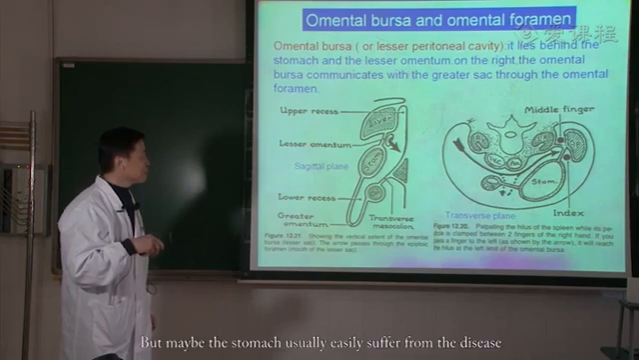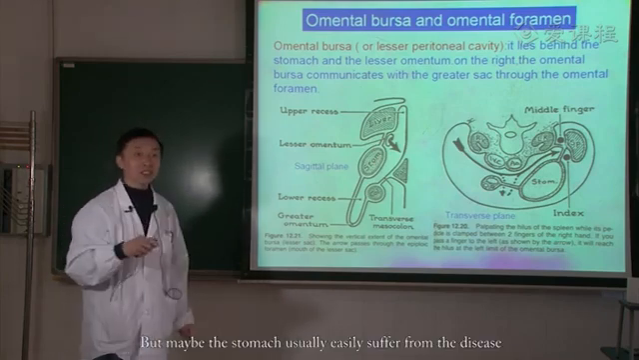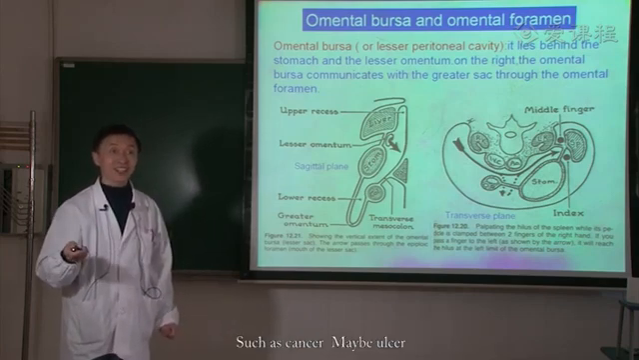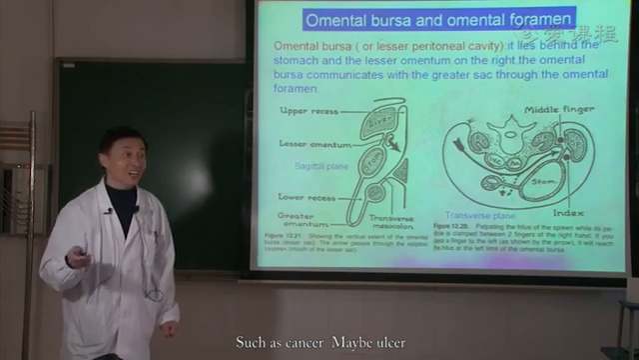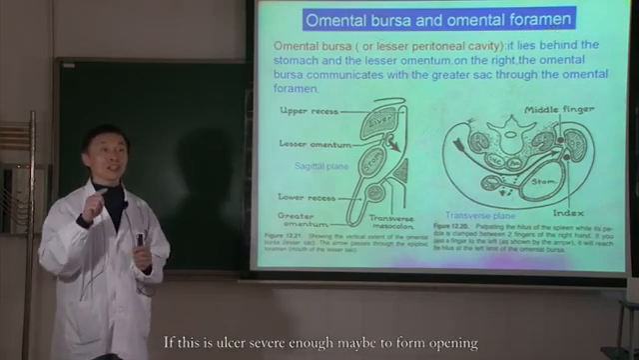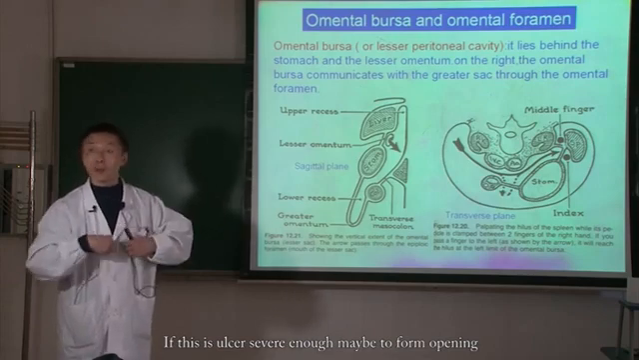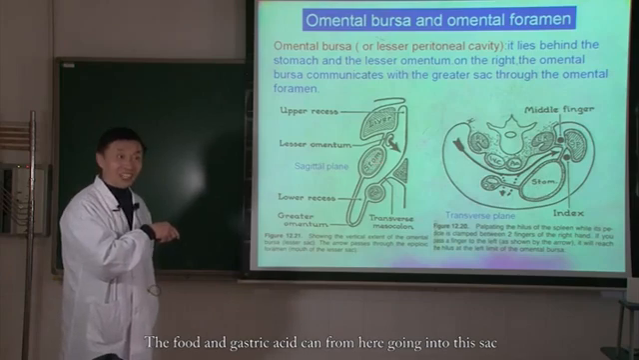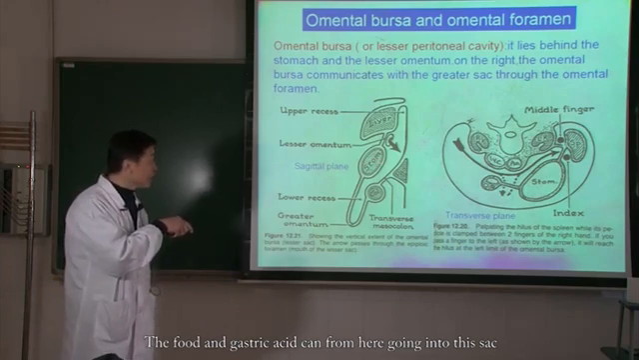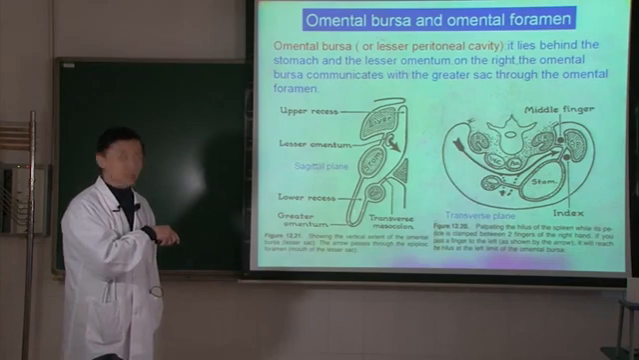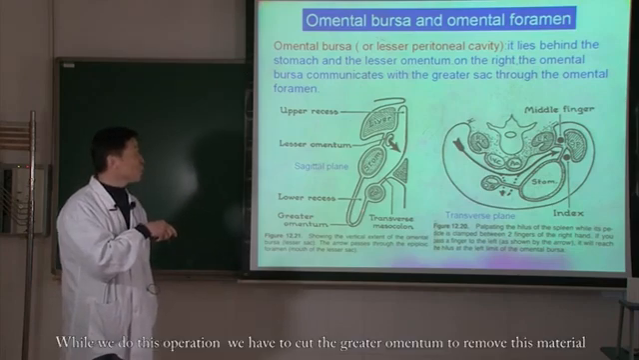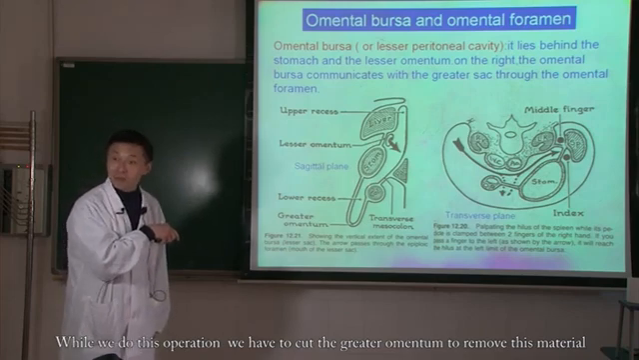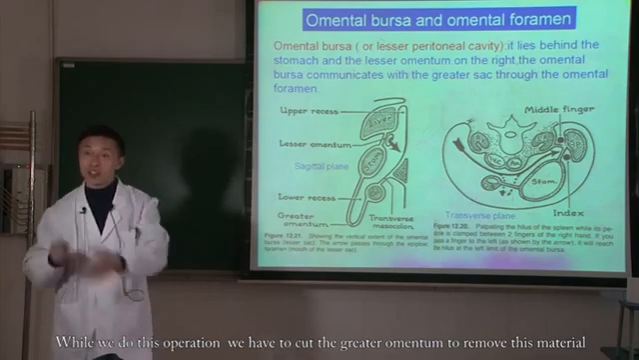The stomach usually easily suffers from diseases, such as cancer or ulcer. If the ulcer is severe enough, it may form an opening, and the food and gastric acid can go from here into this sac. While we do this operation, we have to cut the greater omentum to remove this material.